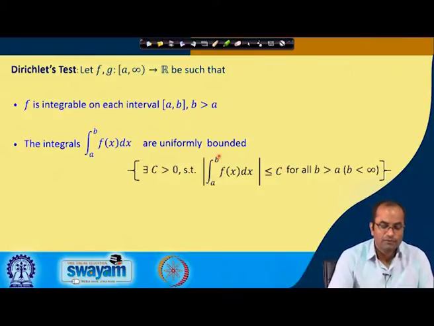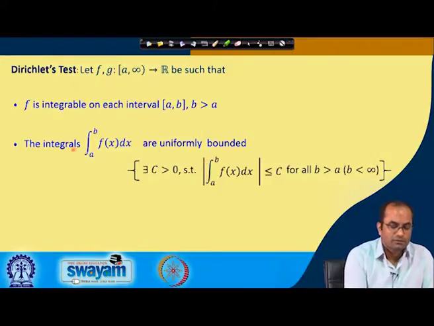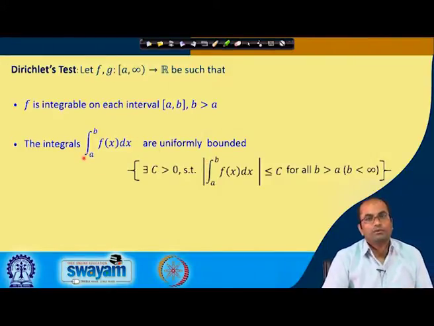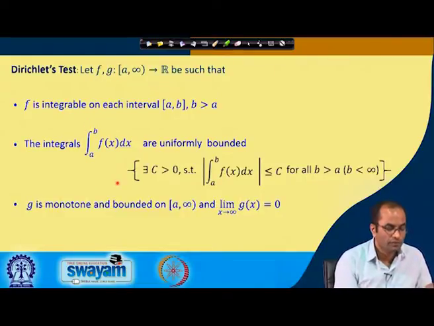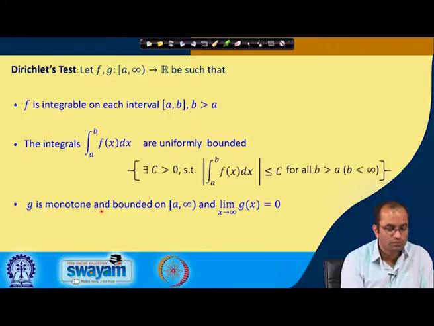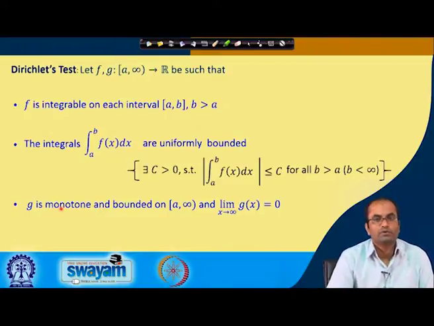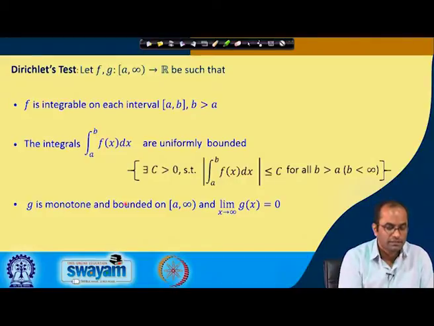So, for any value b greater than a, if this integral is bounded by a constant c, and c is not depending on the number b, then we call these integrals uniformly bounded. So, these are the two conditions: f is integrable and these integrals are uniformly bounded, and the function g is monotone and bounded. Again, g is either monotonically increasing or monotonically decreasing, and bounded.